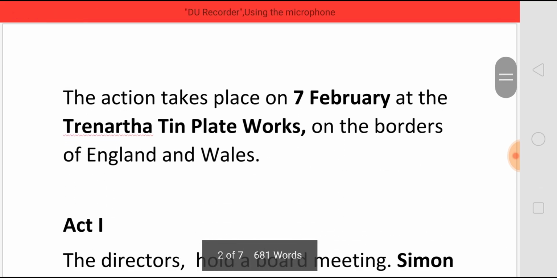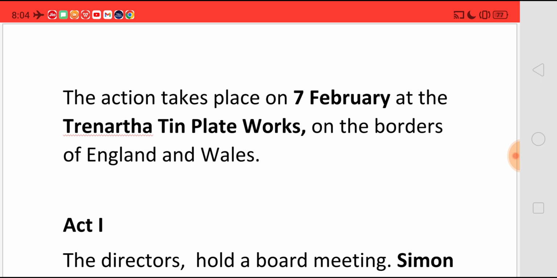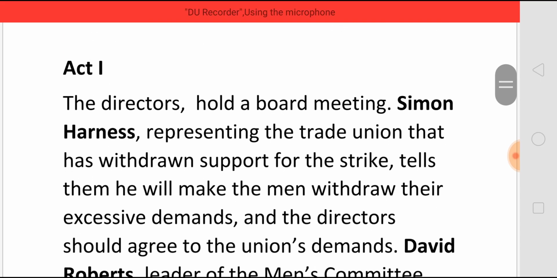And then we find that the action is taking place on 7th February and the place is Trenartha Tin Plate Works, which is on the borders of England and Wales. In the first act, we find the directors are holding a board meeting.